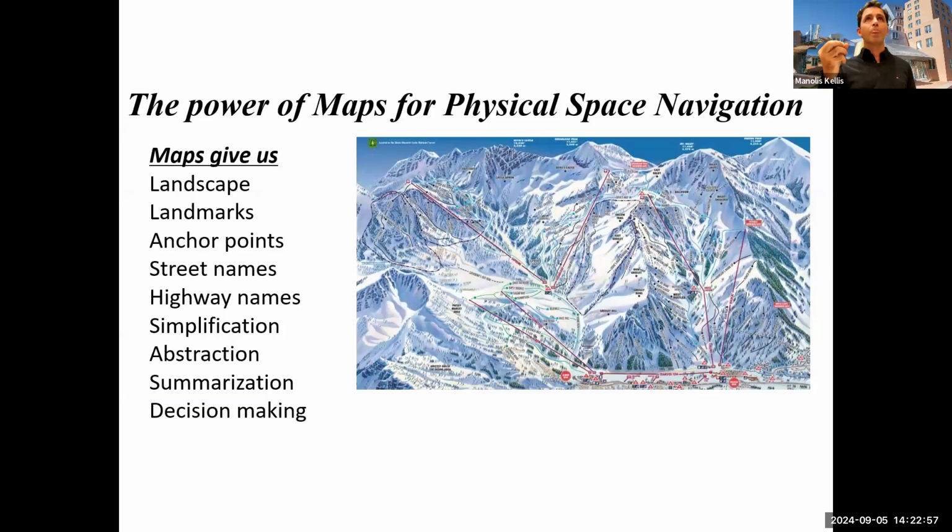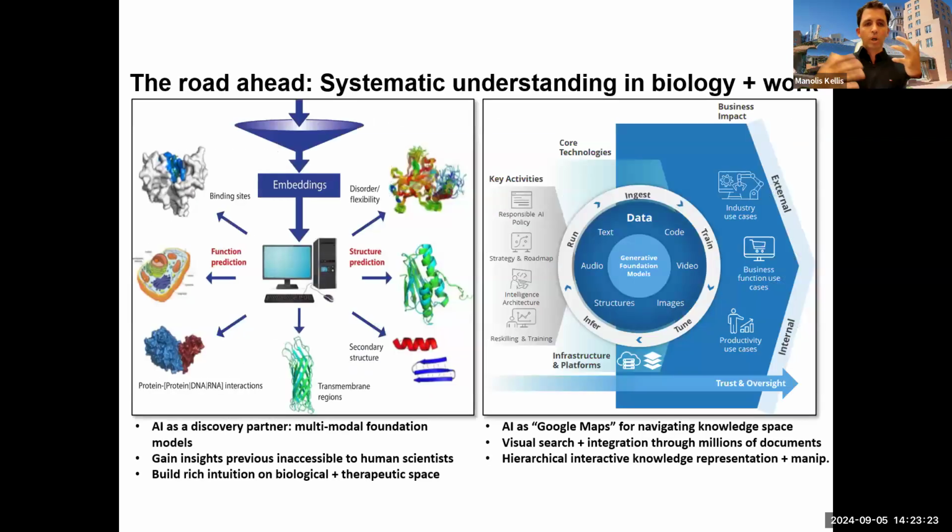So that's the power of maps, both for physical space navigation and for cognitive space navigation. Maps, when you go skiing, give you the landscape, the landmarks, anchor points, street names, highway names, some simplification, some abstraction, some summarization that allow you to make decisions. You can do the same thing with cognitive maps and use that to guide your thinking, to organize the space, organize this latent Z representation. So that's what I see as the road ahead for both this semester and for the field.